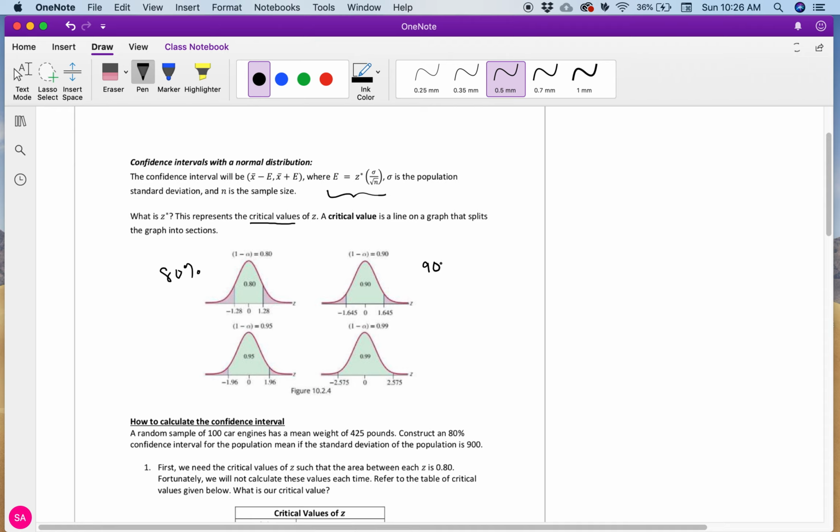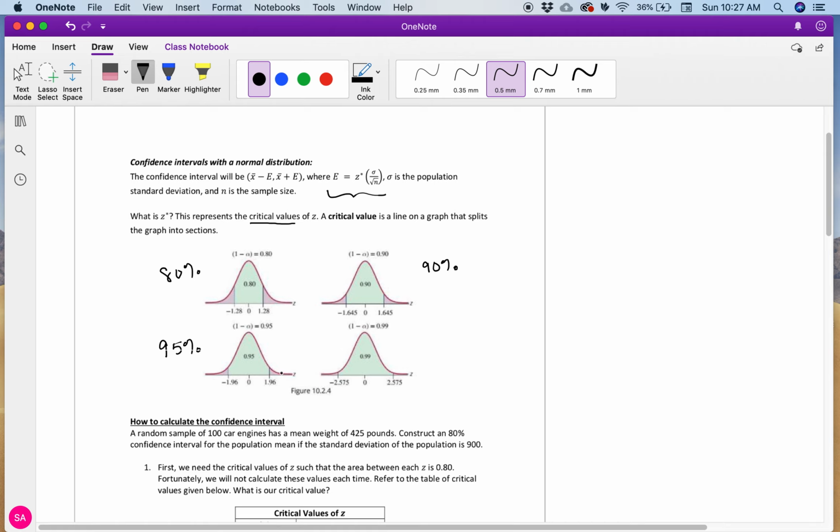Here's a 90% confidence interval. And you can see that the area on the sides here got smaller, and the area in the middle got a little bit bigger. So this is going to result in a bigger interval. When we have a 90% confidence interval, it's a bigger interval, because we're saying of all the samples that we take, we think that 90% of those samples will contain the true population mean.